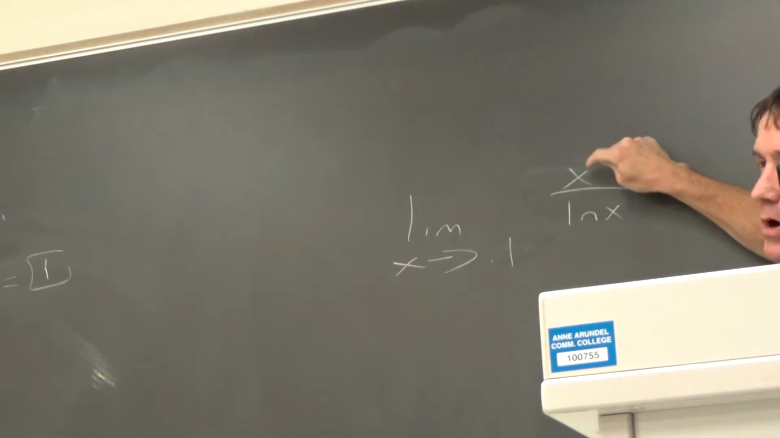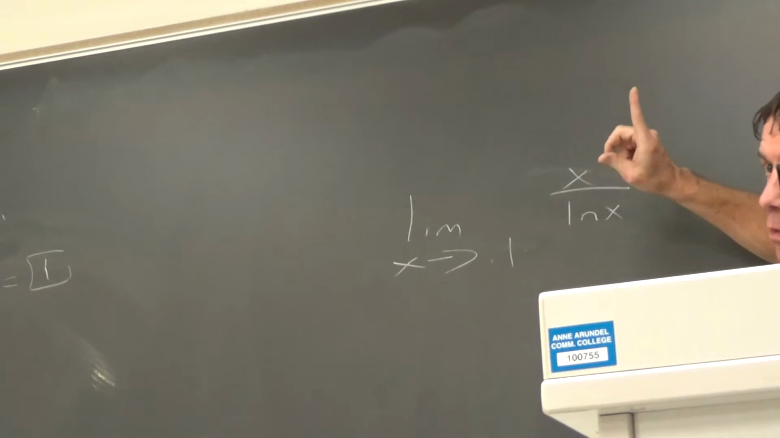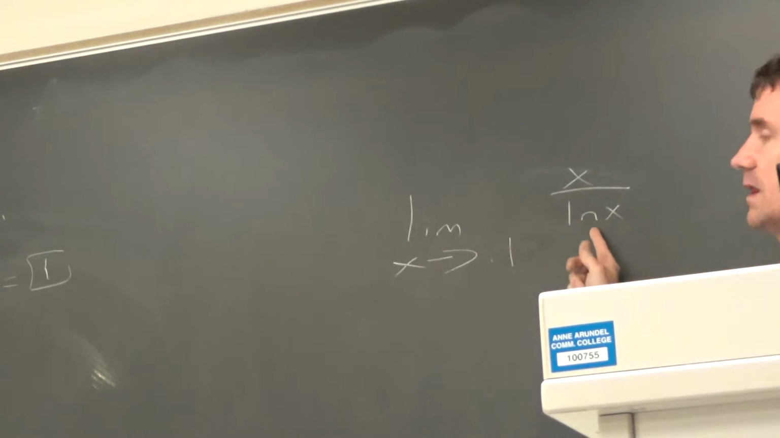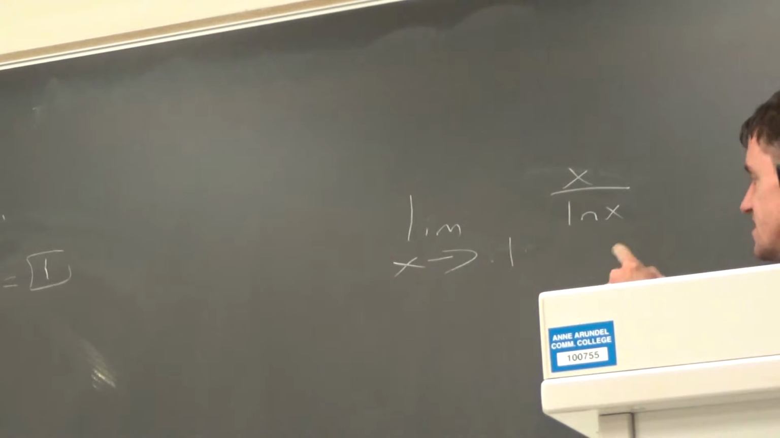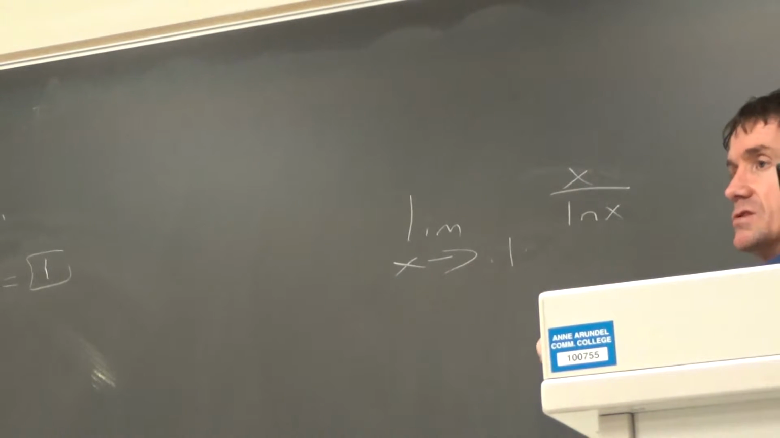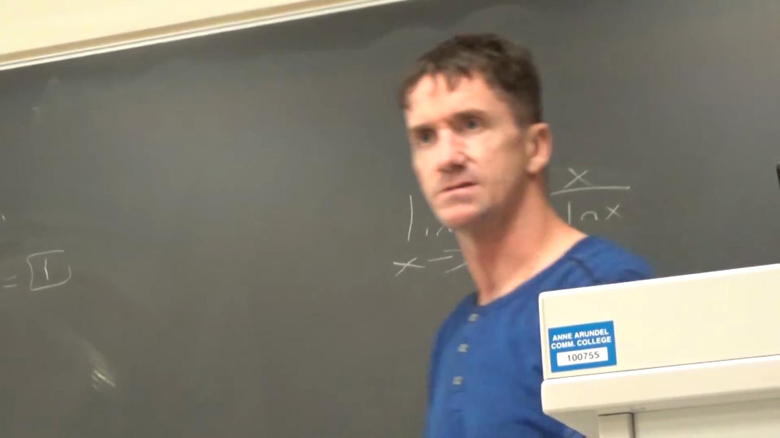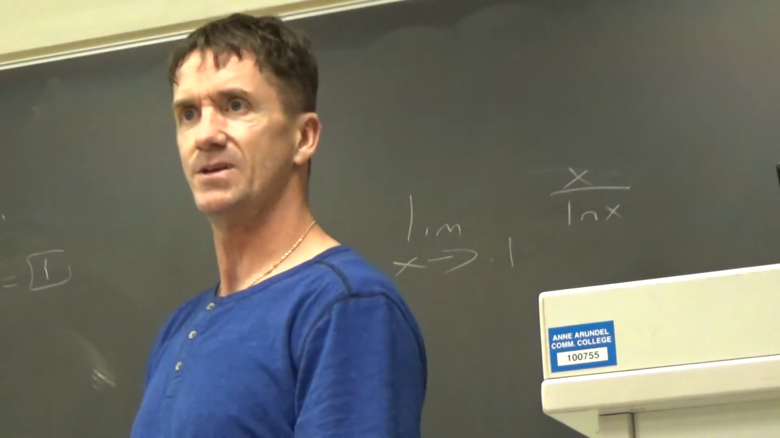And when you plug in 1 here on the top, what do you get? 1. A 1. You plug in a 1 in the bottom. 0. You get natural log of 1, which is 0. And your first step, you're getting 1 over what? 0. This is not an indeterminate form. That means a non-existent limit. This is a two-sided limit question. Do you see that number right there? That is not an indeterminate form. That means a non-existent limit. And you say it does not exist. Do you follow me?